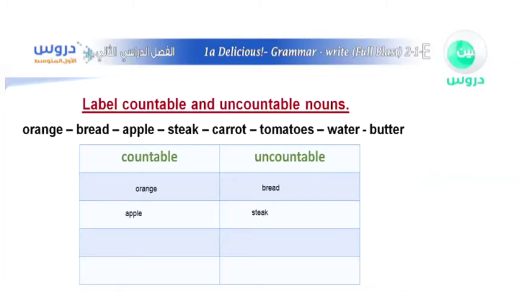Alright, so we have the word carrot. Can you see it? The word carrot. The rabbit eats carrots. My rabbit ate 5 carrots, although that information is quite false, but that's okay. So, carrot is also countable, because we can say 1, 2, 3, 4.